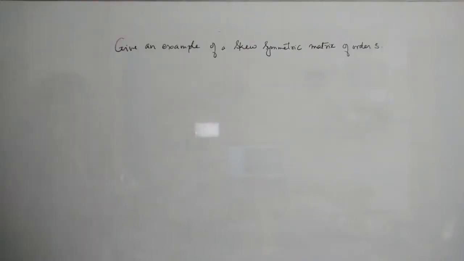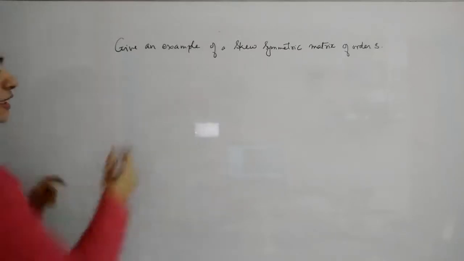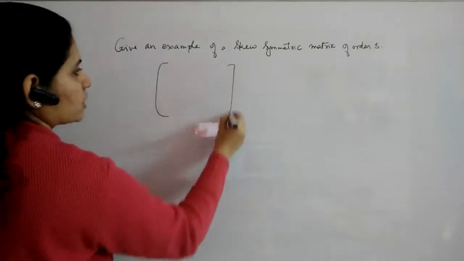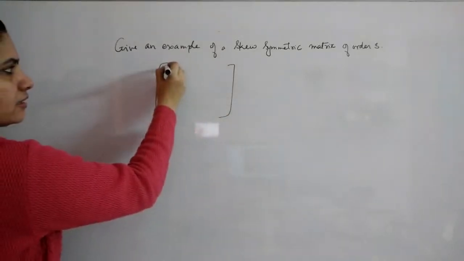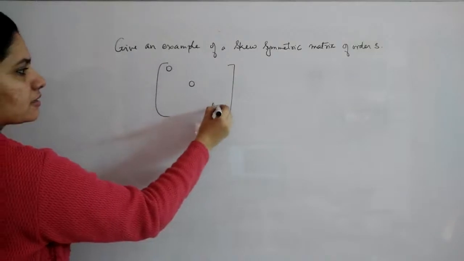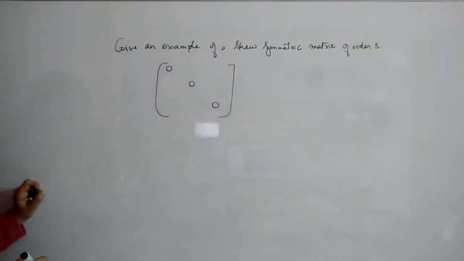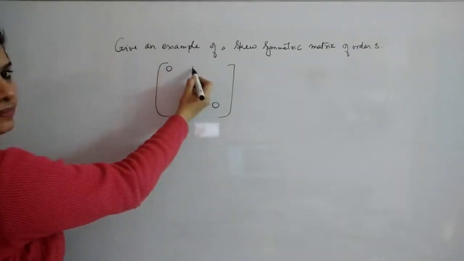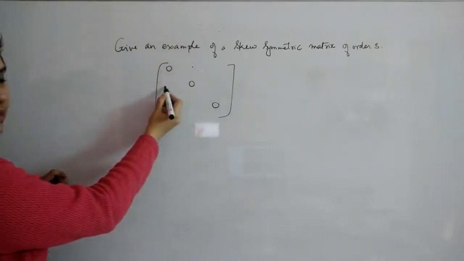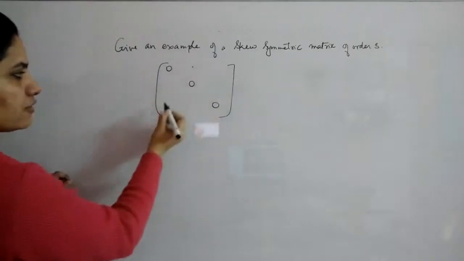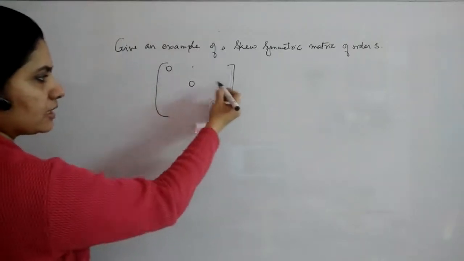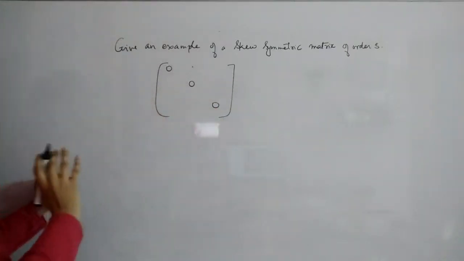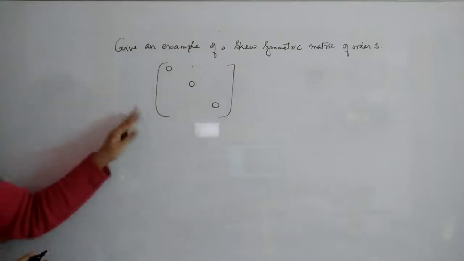Example of a skew symmetric matrix of order 3. Now, how can you make a skew symmetric matrix of order 3? What is the criteria behind it? The diagonal elements should be made 0. Whatever element you write in one position, its negative should be written in the mirrored position. Whatever you write here, its negative should be written here. And whatever you write there, its negative should be there. That will give a skew symmetric matrix of higher order too.